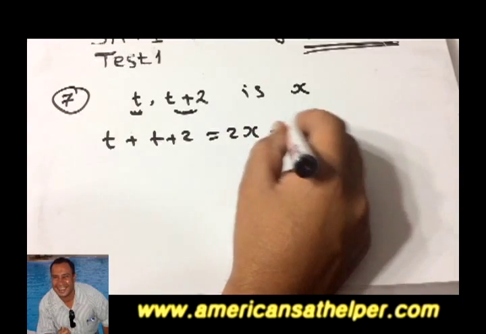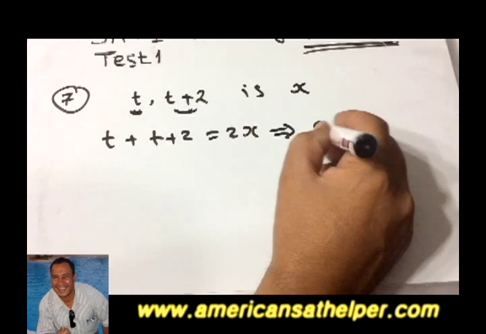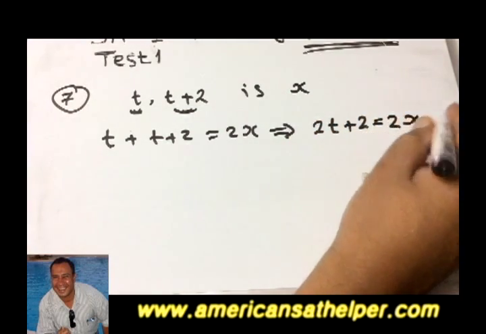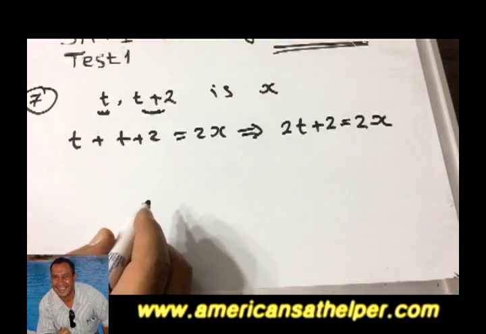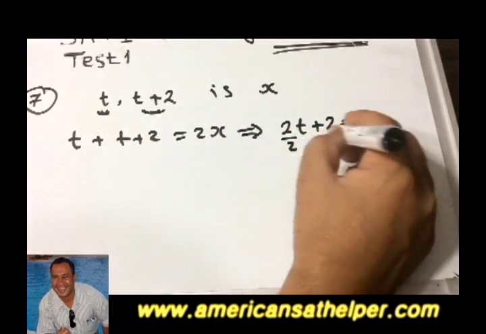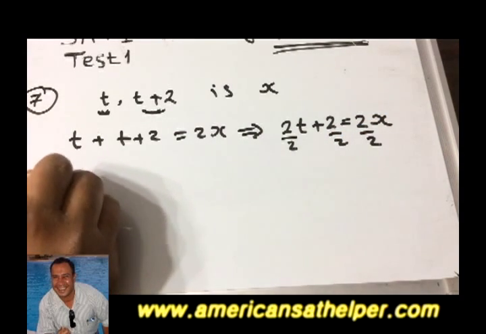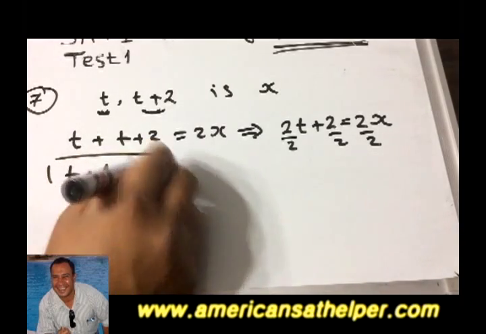This implies that t plus t plus 2, which is 2t plus 2, is equal to 2x. Divide all terms by 2. The rest will be t plus 1 equals x. This is equation number 1.